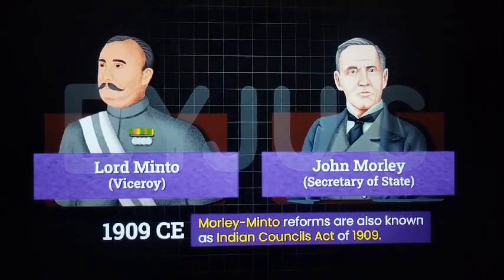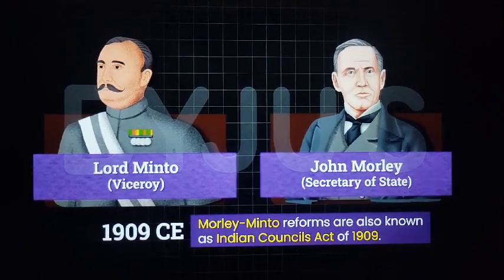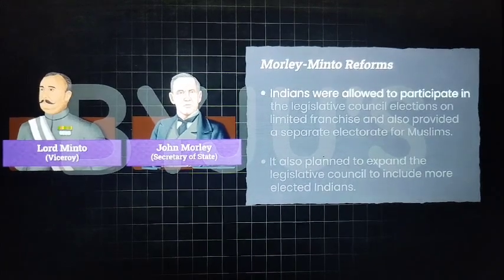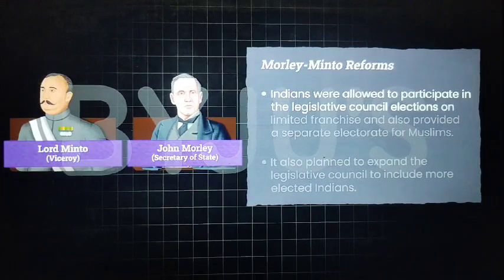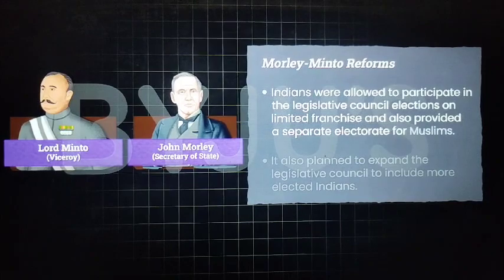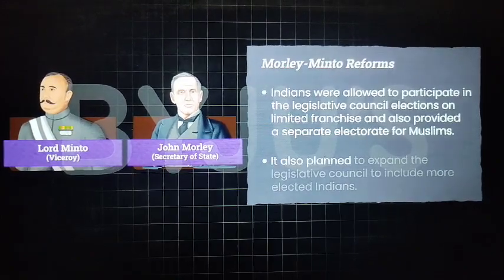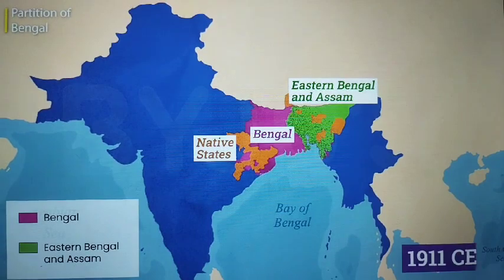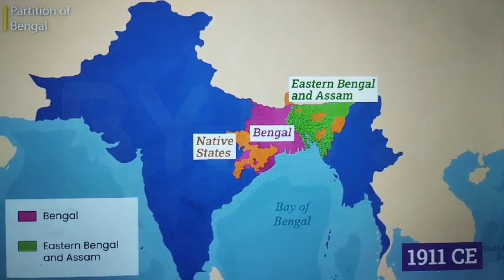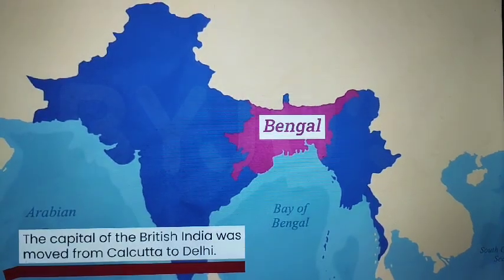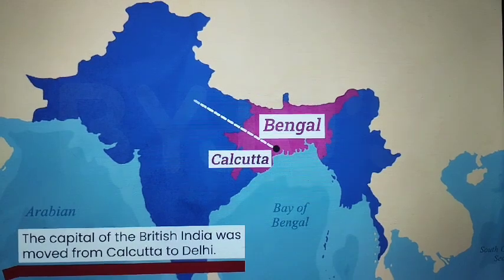This plan is widely known as the Morley-Minto reforms. Through these proposed reforms, Indians were allowed to participate in the Legislative Council elections on limited franchise, while also providing a separate electorate for the Muslims. It also planned to expand the Legislative Council to include more elected Indians. Finally, in 1911, the partition of Bengal was annulled on account of revolutionary activities, and the capital of British India was moved from Calcutta to Delhi.